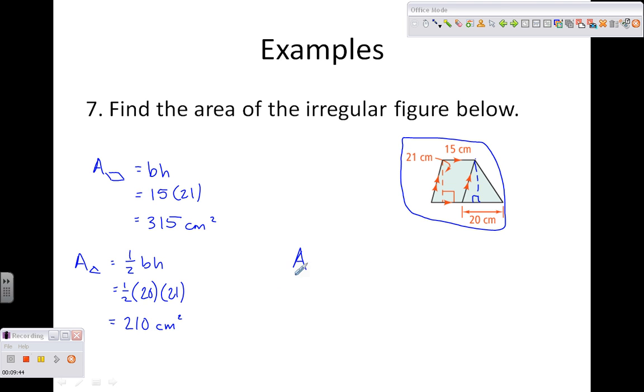So the area of my whole figure, I'm going to call it IF for irregular figure, is 315 plus 210. We add those two together, we get 525 square centimeters. And that is the area of that figure.